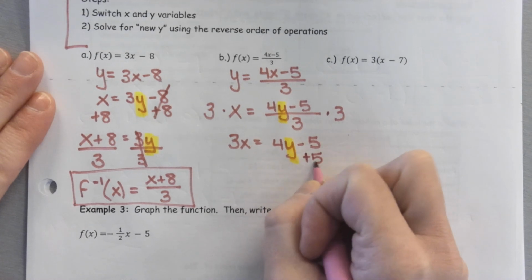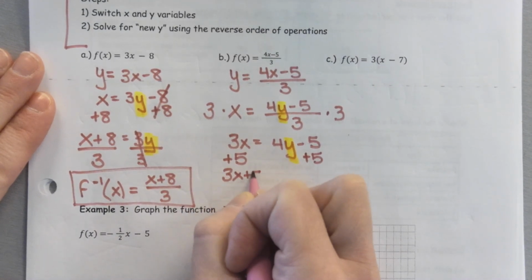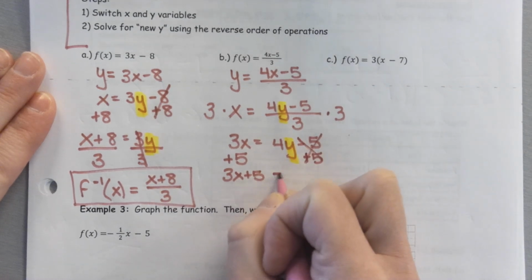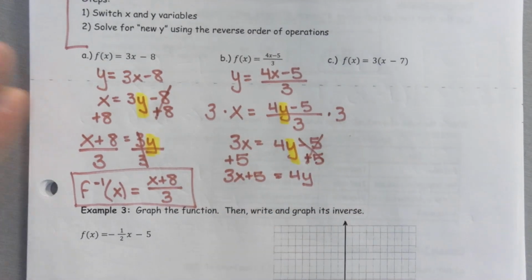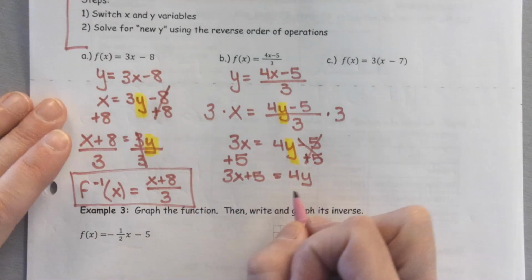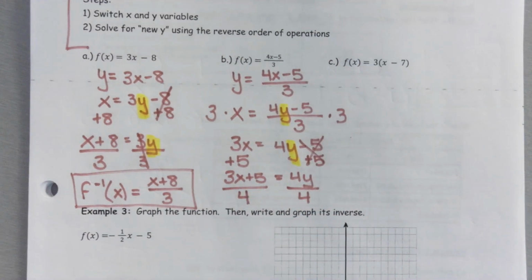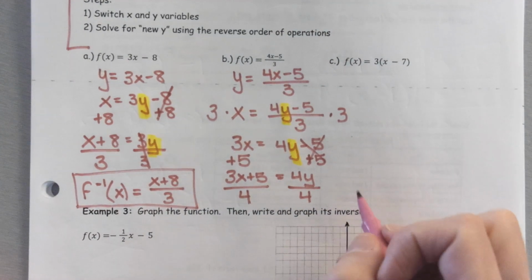Add it. Yep, remember law of opposites. We'll do the opposite thing to make it go away. So this cancels, set equal to 4y. Then what? Yeah, divide by 4. Now, once I divide by 4, I'm done.